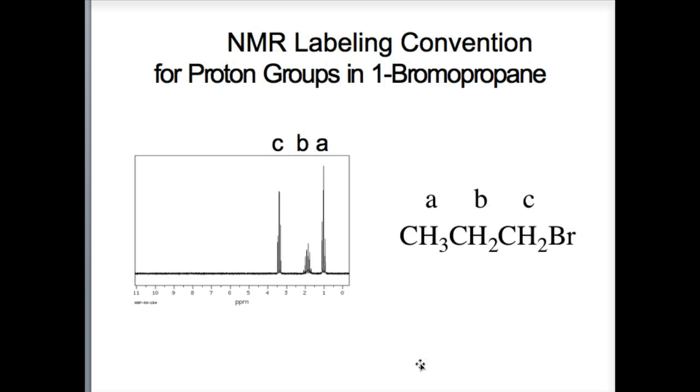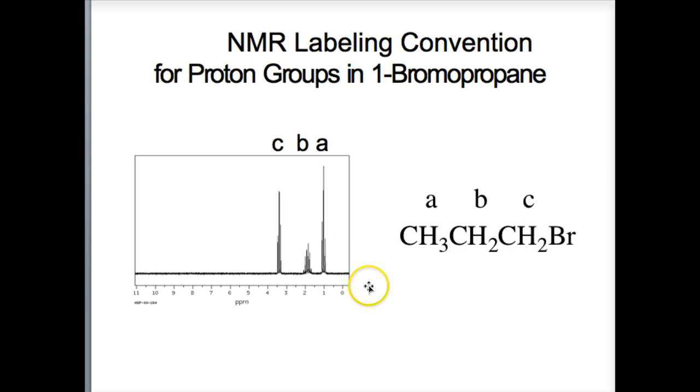Here is a slide showing the NMR labeling convention for proton groups in compounds, using 1-bromopropane. This is a convention that we use for talking about the spectra in regards to the structure. You can see we labeled these groups of protons A, B, and C. A has the lowest frequency. It is the most shielded, and then B, and C is the closest to the most electronegative atom. It has the highest frequency and is de-shielded.